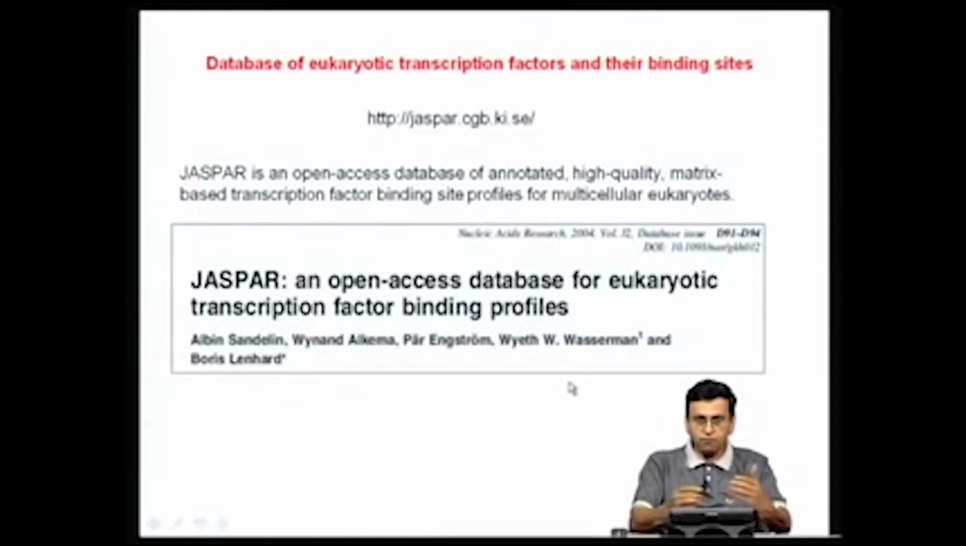So a number of transcription factors have been identified, their genes have been cloned, and people have even identified what exact promoter sequences these transcription factors will bind to. So this kind of information is now available. All that you have to do is go to this particular website, and there are many such websites. This is just one example where you can get this kind of information.